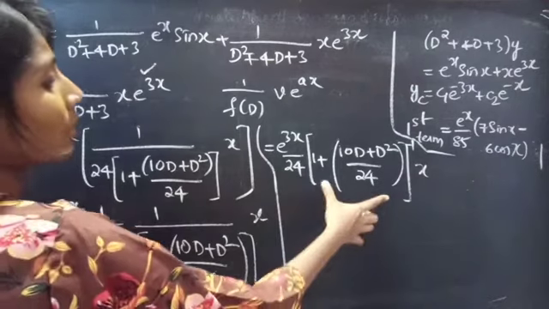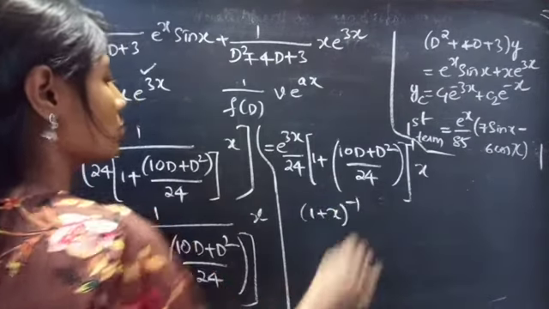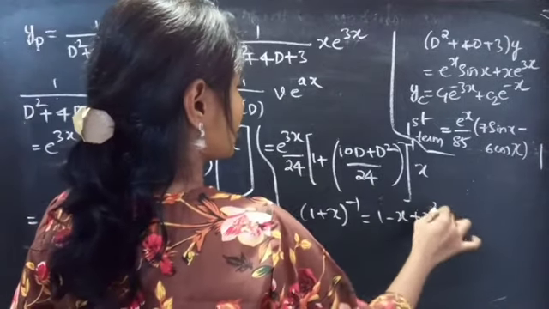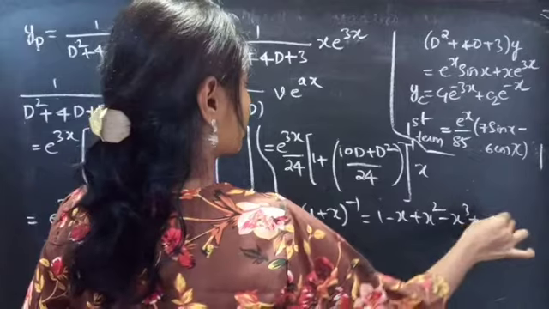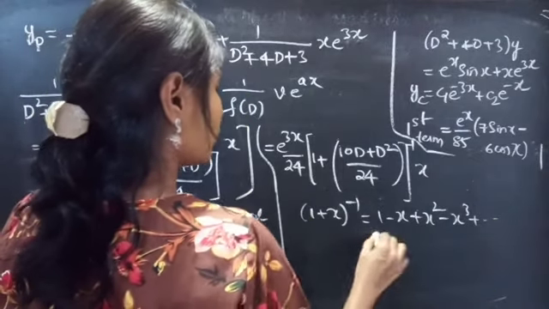Now we need to expand this using 1 plus x whole inverse, binomial series expansion: 1 minus x plus x square minus x cube plus so on. So before going to expansion, let's find the derivatives of x.